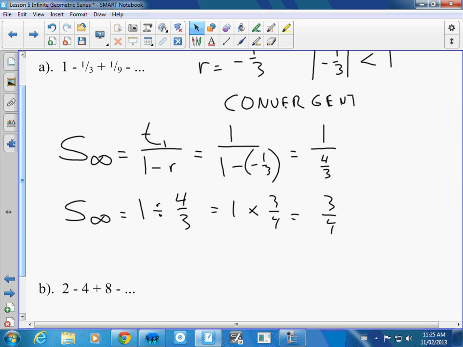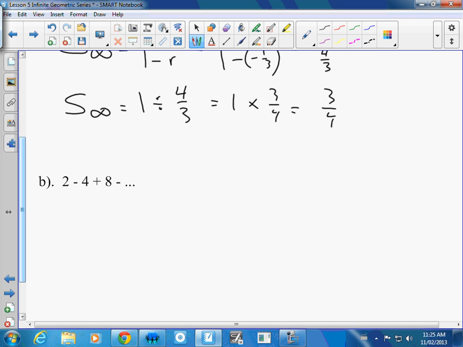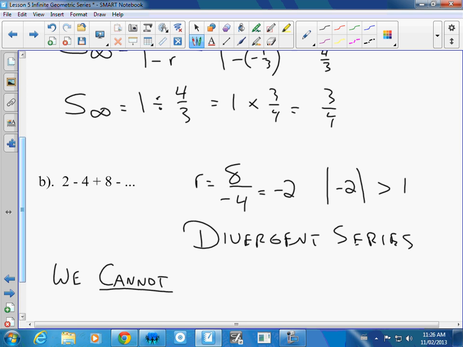Easy, difficult, what do you think? The hard part is deciding whether or not you can do it. That's going to be the hard part. Let's look at the next one. Okay, first thing we got to do is calculate our R: 8 over negative 4. What's our R? Negative 2. Take the absolute value of it, and is that greater than or less than 1? It's going to be greater than 1. So what's it known as? Divergent series. We cannot calculate the sum.